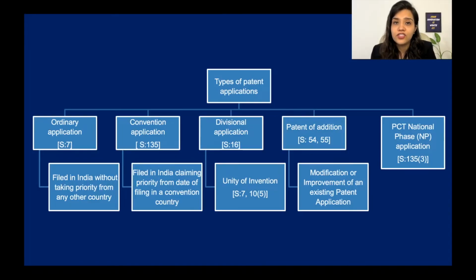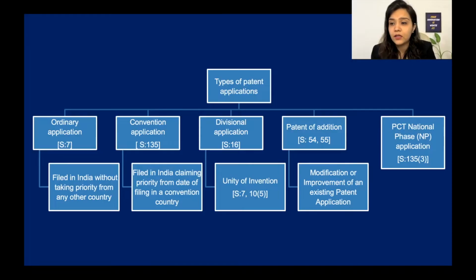Then we have the divisional application. Divisional application is mentioned under section 16. What happens is, whenever we file a patent application, it has to relate to one invention only. This is called unity of invention. This requirement is called unity of invention.